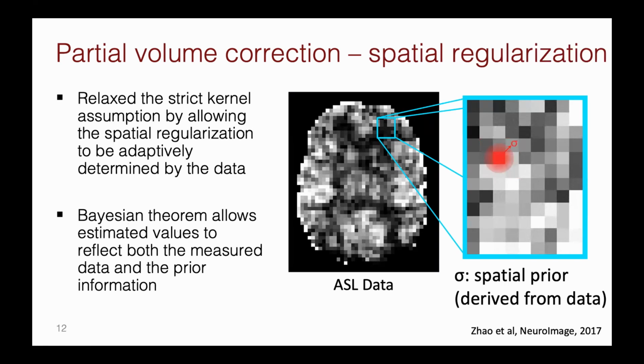Now, in order to overcome this shortcoming, we developed a more adaptive approach using Bayesian inference. In essence, our technique used a spatial prior to determine the smoothness of the data and then regulate the tissue perfusion quantification process. Now, through Bayes' theorem, the estimated values in any given voxel not only reflect the measured data, but also the prior information, with the balance determined automatically, therefore making the spatial regularization technique more adaptive to the data that we actually collected.